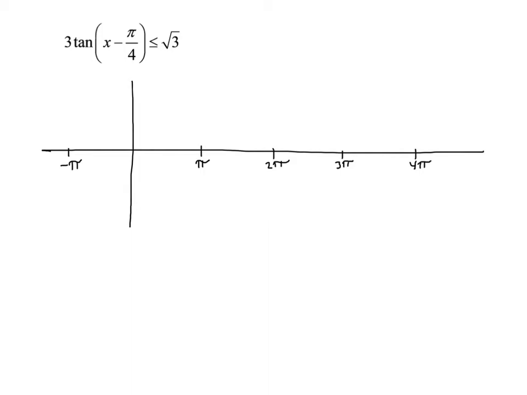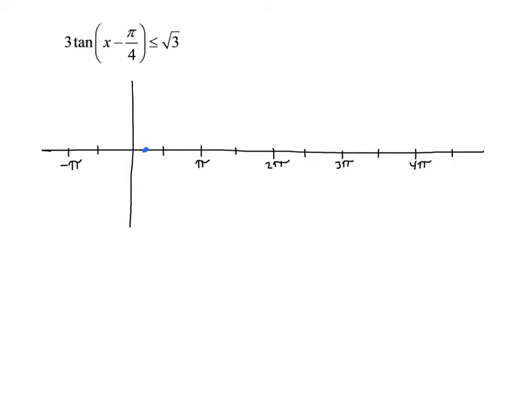It's a tangent ratio, so there are actually going to be various asymptotes involved. However, normally the asymptotes would be at negative pi over 2 and pi over 2, but this one's actually going to start at pi over 4. So I'll put some tick marks in here. And tangent of 0 is 0, so when x is pi over 4, this whole output's going to be 0. So we're going to have a dot here.